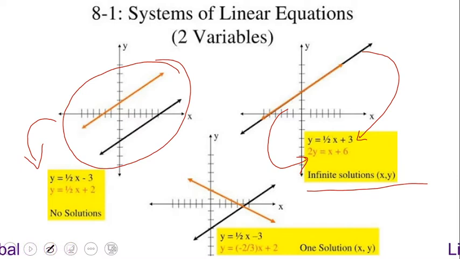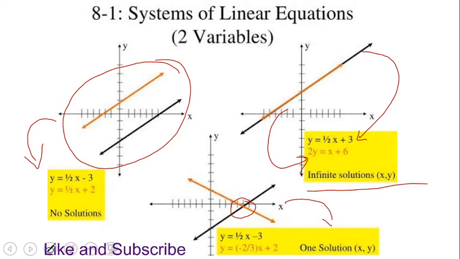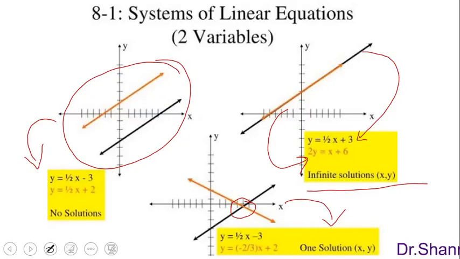And in the third graph we will observe that both the lines intersect at this particular point, then we say that it is consistent and it is having a unique solution. So these are the representations. Now we will discuss the various methods. So we have many methods.